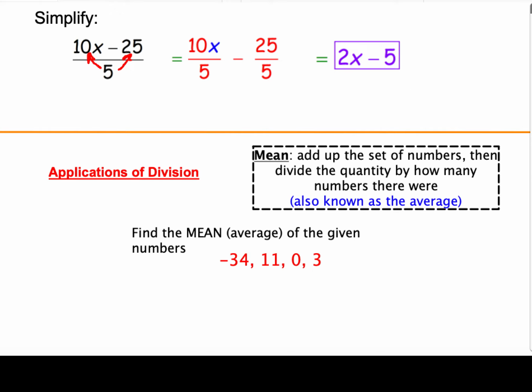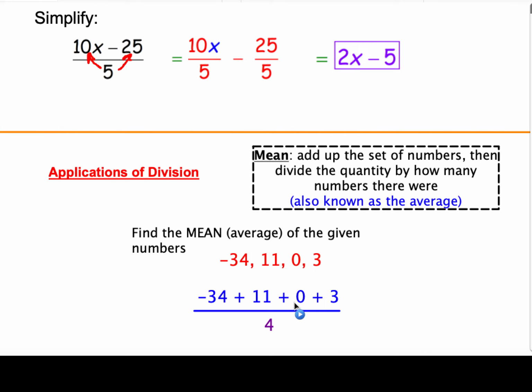One other thing that we can do to apply division fairly simply, and just a good reminder for us, is when we talk about the mean or the average of two numbers or three numbers, or right down here, 4 numbers. The mean is adding up the set of numbers, then dividing by how many numbers there were. Well, since we have 4 numbers, the first thing we're going to say is negative 34 plus 11 plus 0 plus 3 divided by 4.